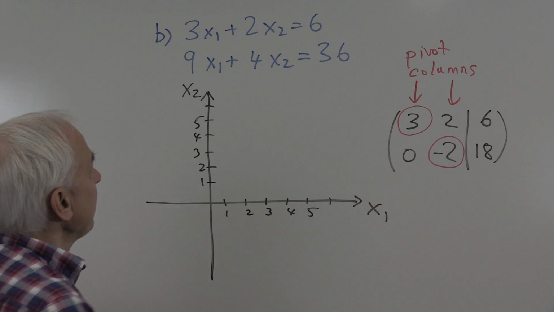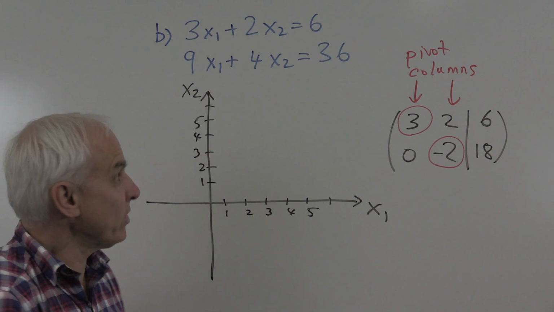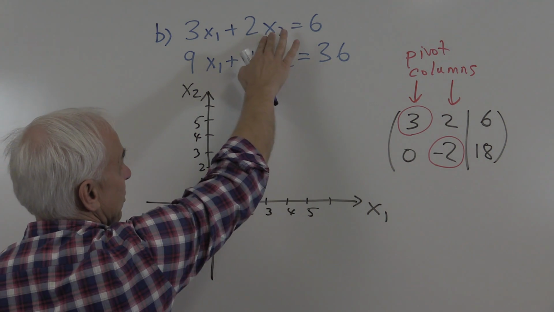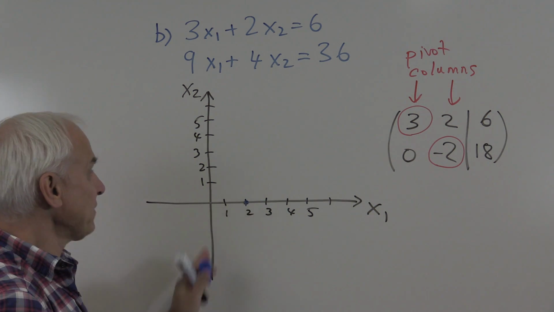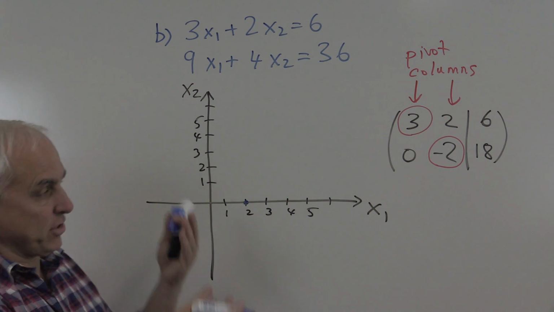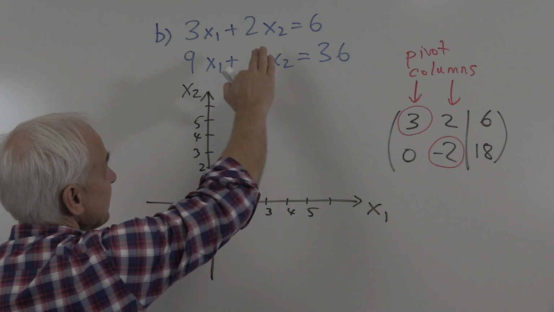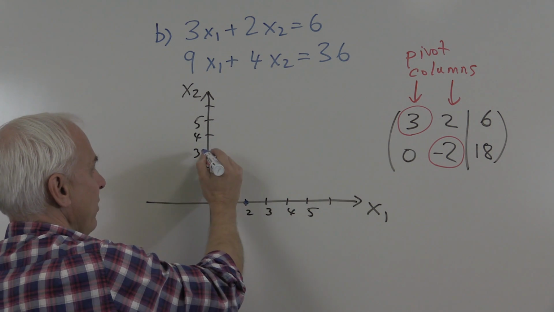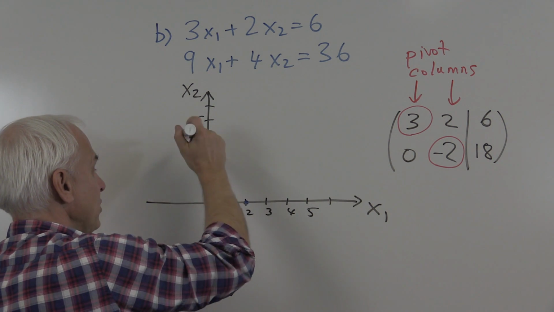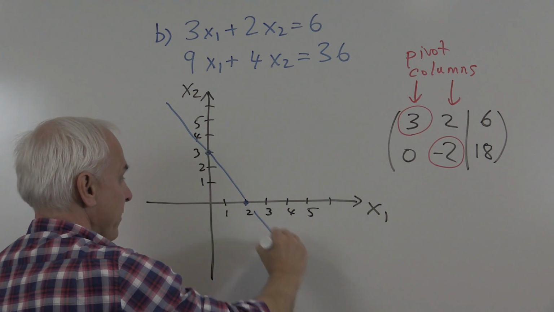Well, to find the x-intercept, we set x2 equal to 0. So if we set x2 equal to 0, we get x1 equals 2. And to find the y-intercept, which is actually the x2 intercept because the coordinate is x2, we set x1 equal to 0 and solve for x2 to get 3. So we had those two as the intercepts, and there was the line there.